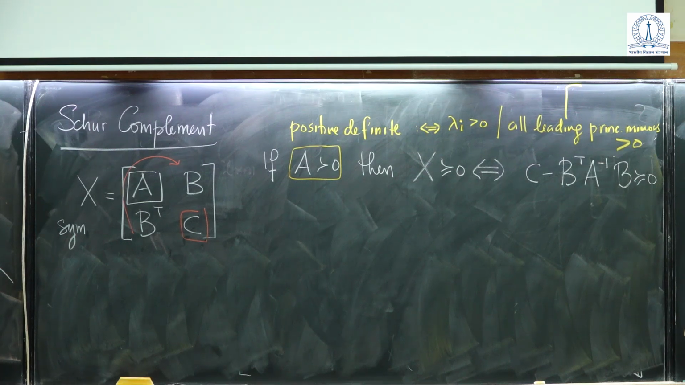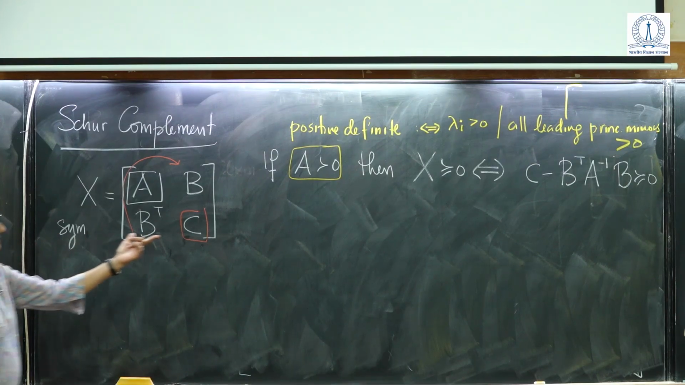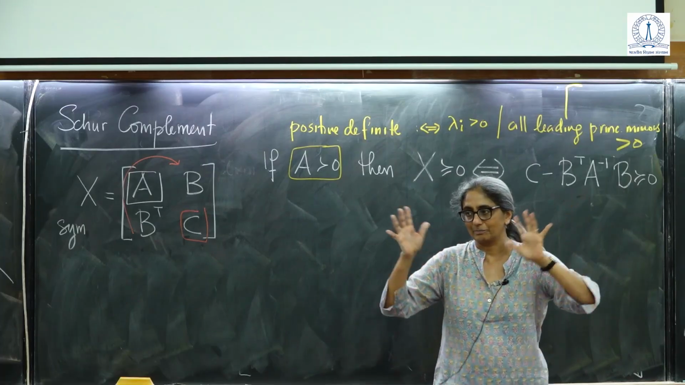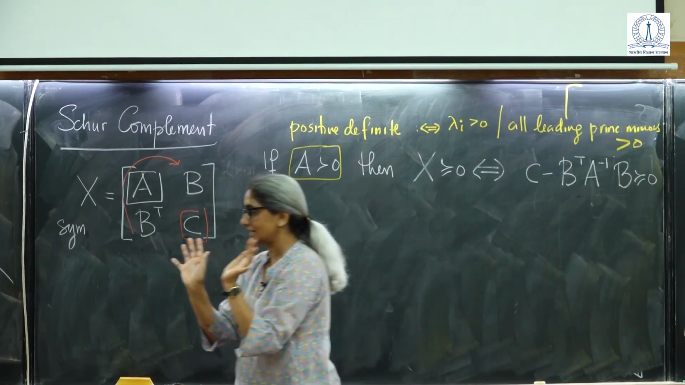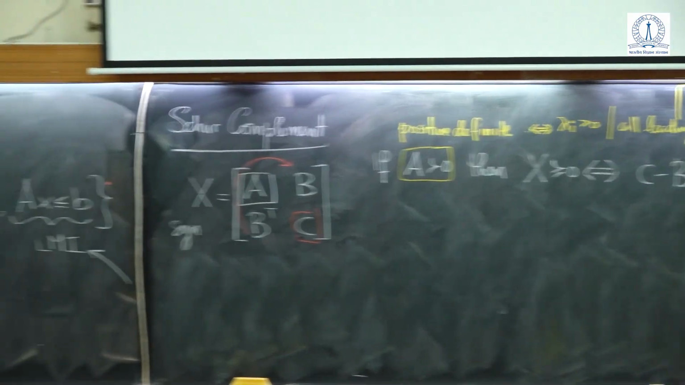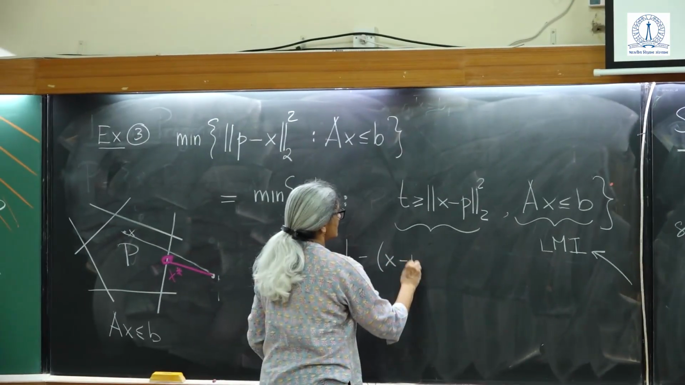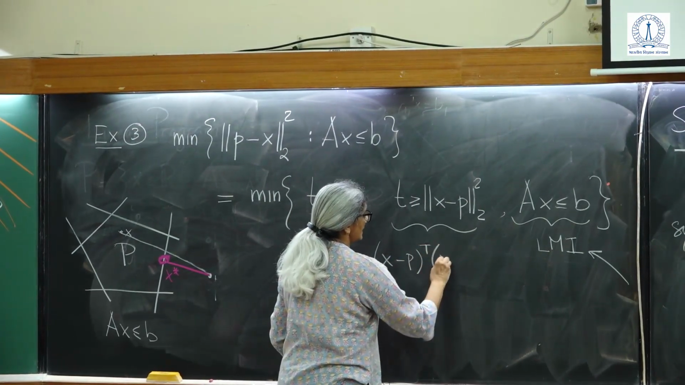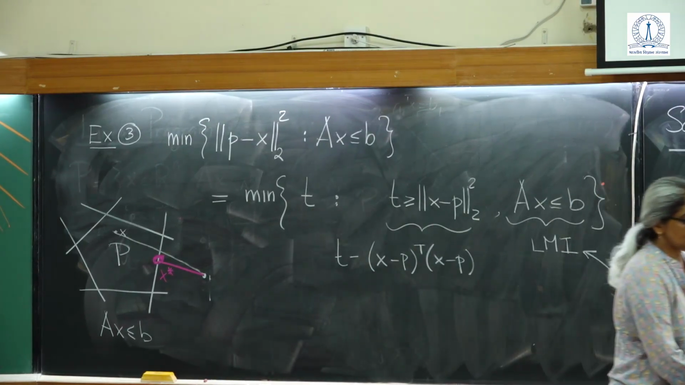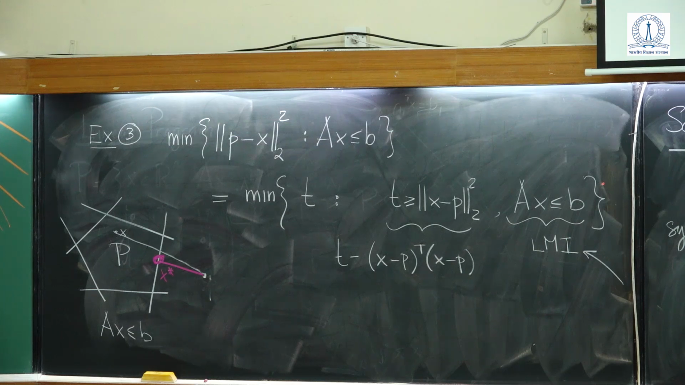Okay? So can you see that this is really this kind of thing for a particular blocking of stuff? So I want to show that this minus this works, right? So let's rewrite this. This is the same as T minus (X minus P) transpose (X minus P). Do you agree? Norm square is (X minus P) transpose (X minus P).